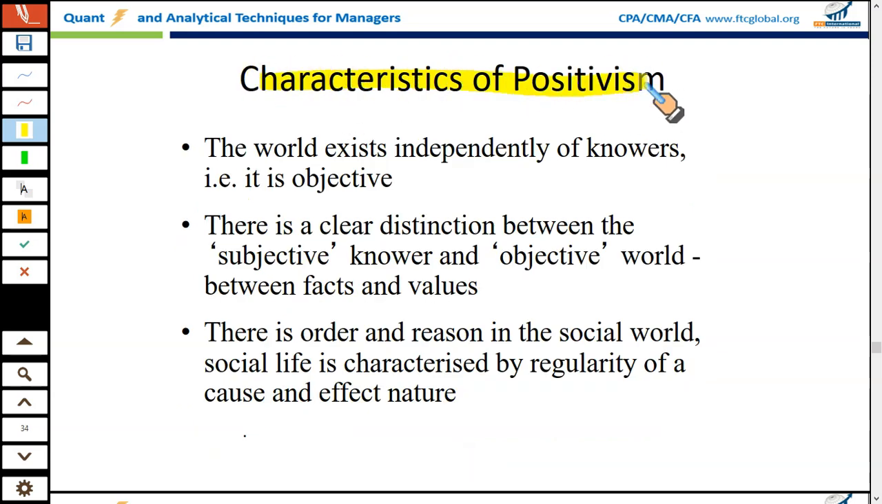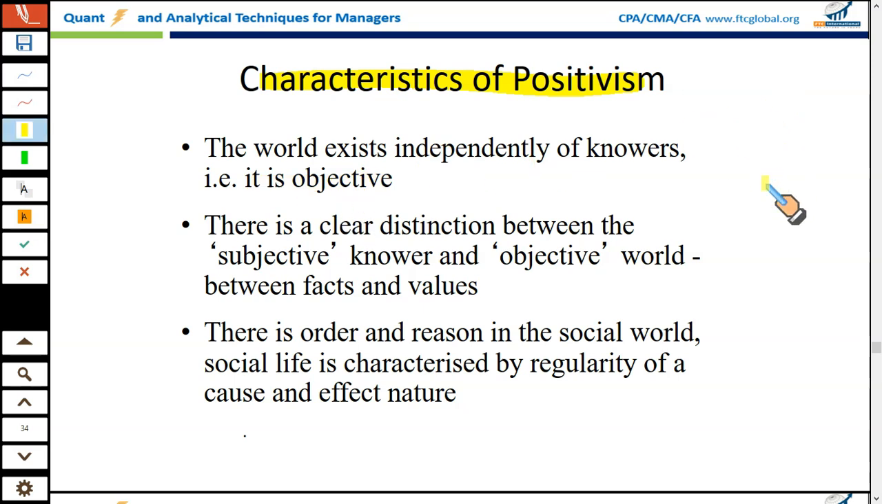Characteristics of positivism. The world exists independently of knowers. It's objective, yes. It means that reality doesn't change based on who is observing it. So positivism believes that the world exists as it is. It doesn't get affected by what we think or feel. It exists independently of our thoughts or our feelings about it. It makes perfect sense.